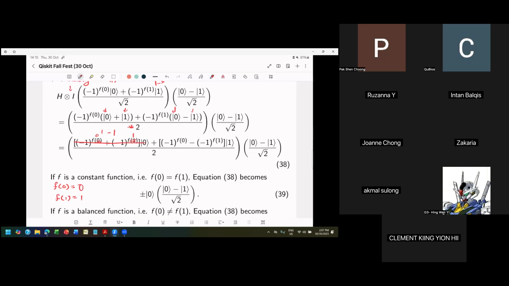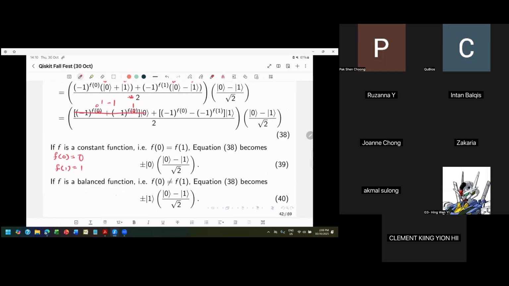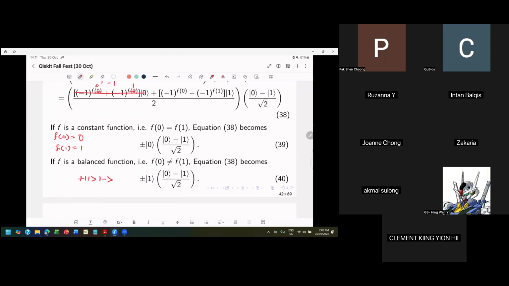Huh? No? f0 is 0, so this is 1. Minus f1 is 1, so you have this 1. So you actually sum up. So that's why you have plus 1 states with the, I will just write the short form, minus states. So this is the first condition.